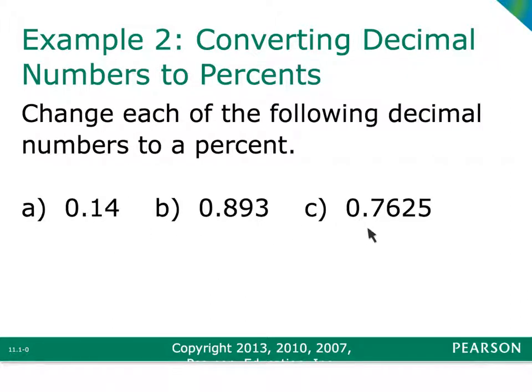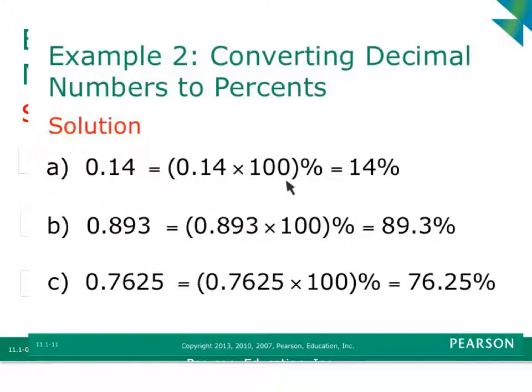0.14, 0.893, and 0.7625. So 0.14 multiplied times 100 gives us 14, and then add the percent sign. Okay. 0.893 multiplied times 100, again, we're moving the decimal 2 places to the right, so that gives us 89.3, and then put the percent sign after that. And then 0.7625 multiplied by 100, move the decimal 2 places, so we get 76.25, and then throw the percent sign in. So pretty straightforward, right?